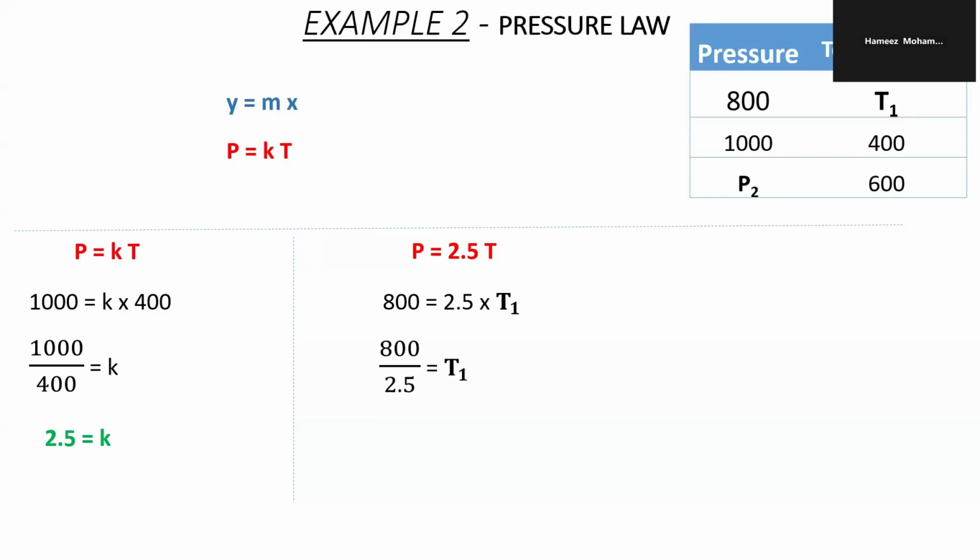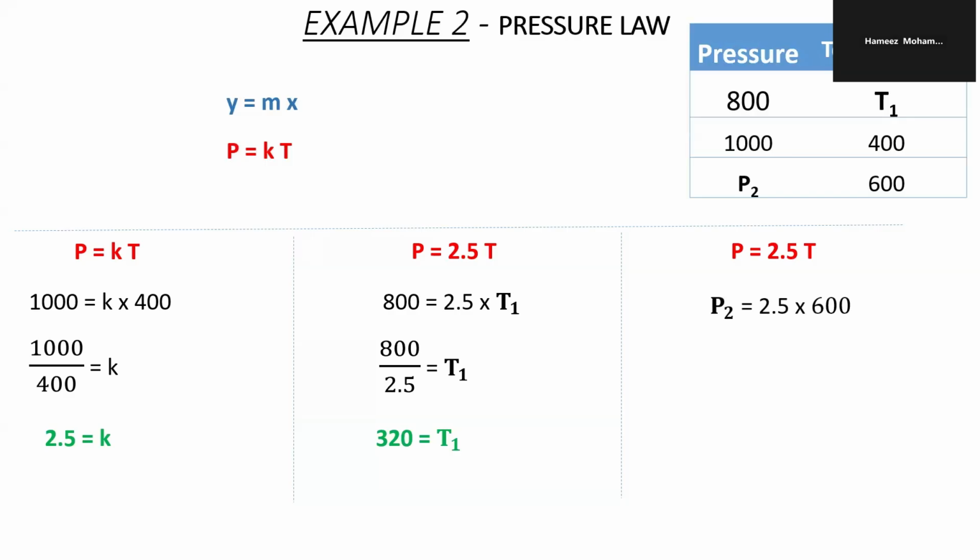And that works out to be exactly 320 T1, which is the same value we got when we looked at the graphical method. And finally, we want to look at the last part where we have the same formula, pressure is equal to 2.5 times T, and we want to find P2. We know 2.5 and we know the particular temperature at that point is 600.